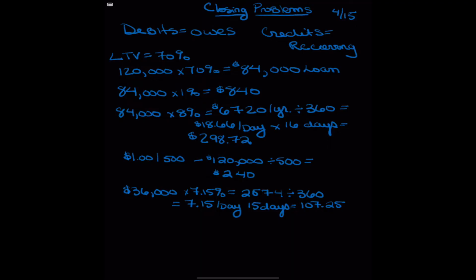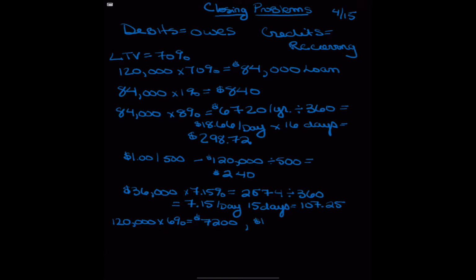Next, we have a 6% commission. I know you know how to find that. So we'll take the $120,000, multiply it by 6%, and the total commission will be $7,200. That $7,200 is owed by the seller, so that will be a seller debit.